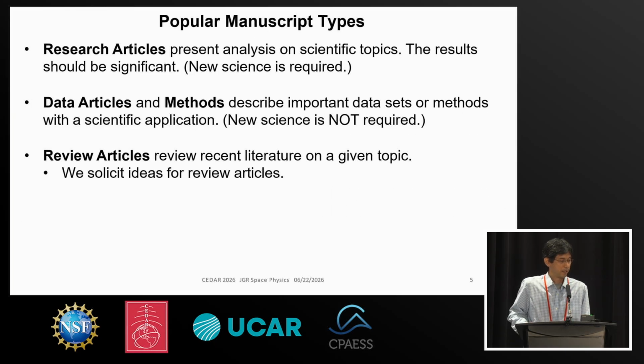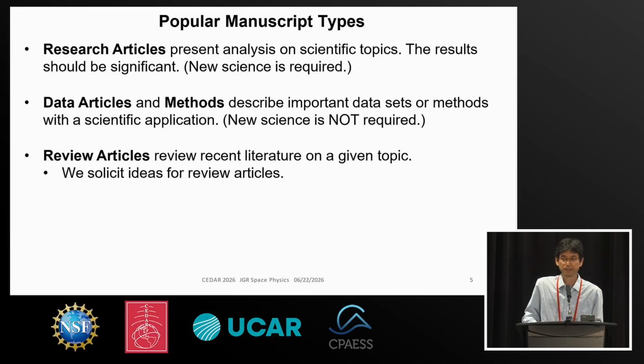Okay, so let's get into more specifics of JGR. This slide is not specific to JGR, but applies to many AGU journals. So many authors choose research articles as an article type. That's a standard one. If you do new science, you choose this and get published. But you can also choose data articles and methods.